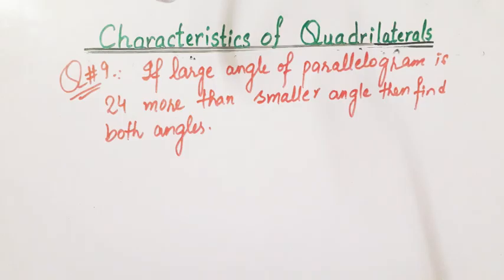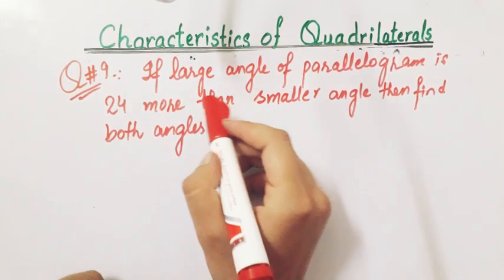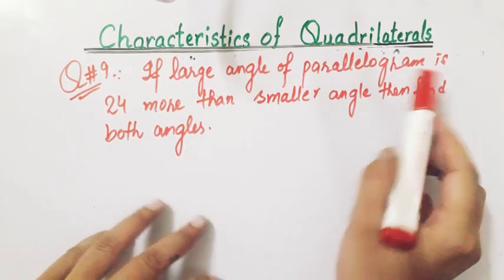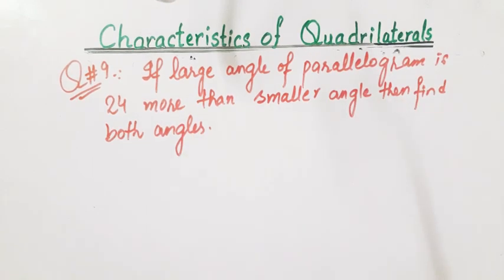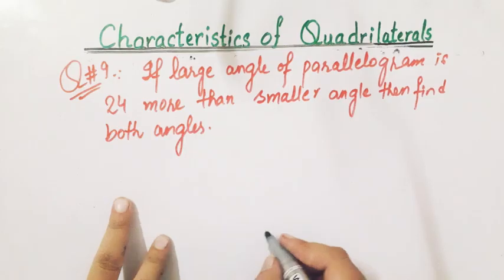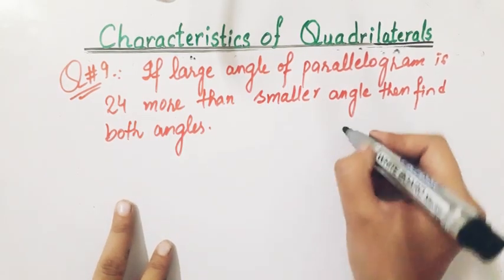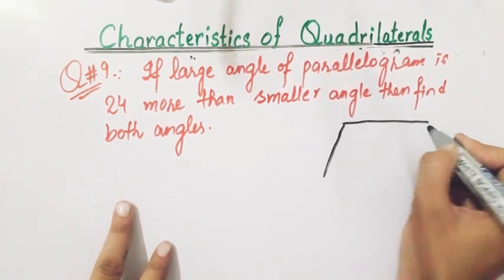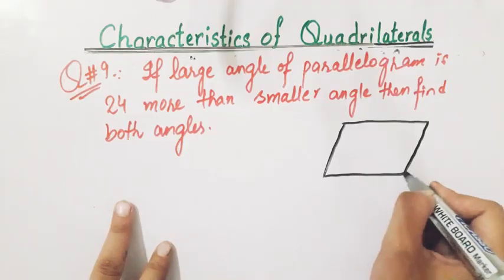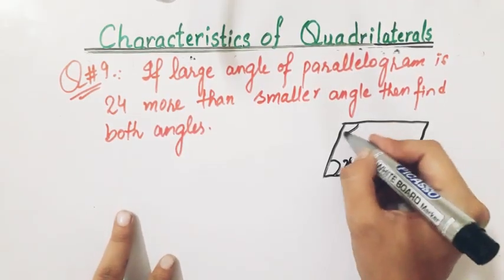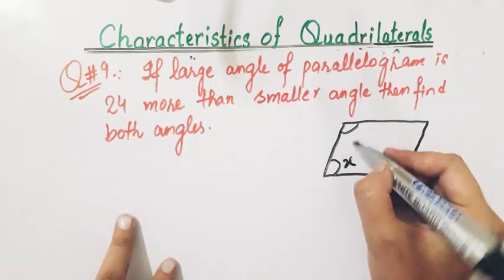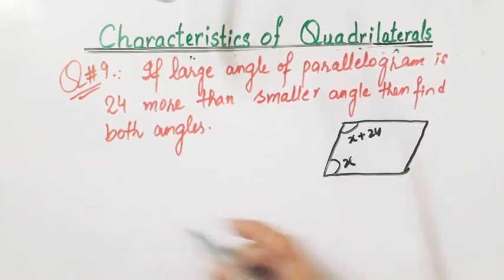Question number 9 is: if the large angle of a parallelogram is 24 more than the smaller angle, then find both angles. You have to find both the angles. Now consider this is a parallelogram. Consider this is the small angle, like this is x, and the other angle is 24 more than that, so it will be x plus 24.